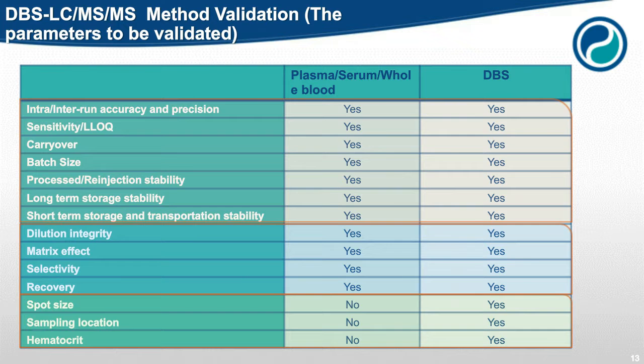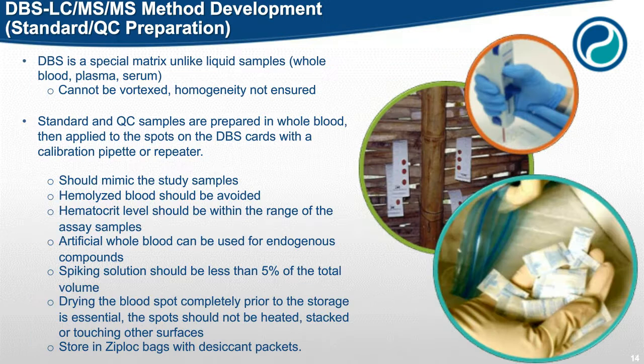So how do we go about developing a DBS LC-MS method? The upfront part, including the sample tuning, parameter optimization on the mass spec, and the gradient optimization, is all exactly the same as the traditional plasma method. The difference lies in how we prepare standards and QCs and how we extract the samples.